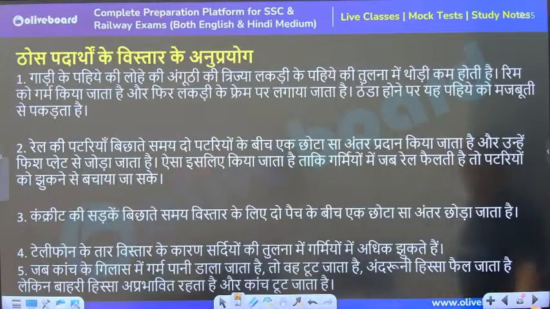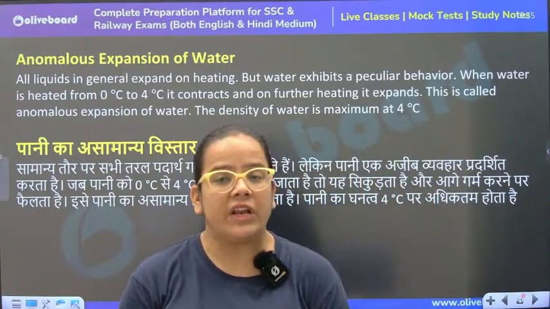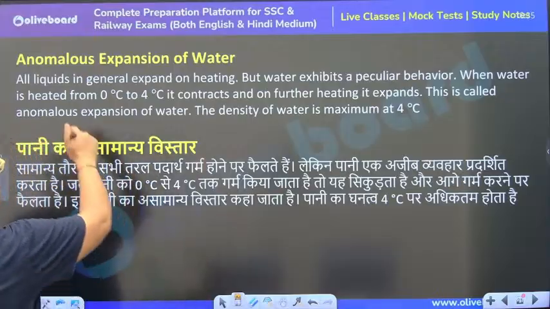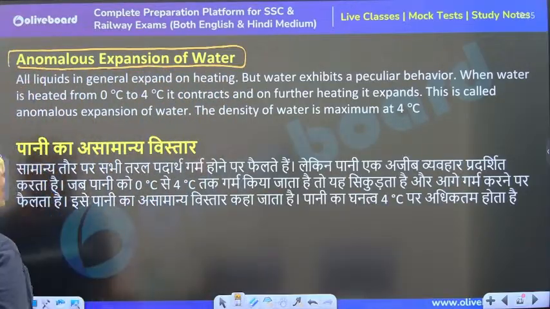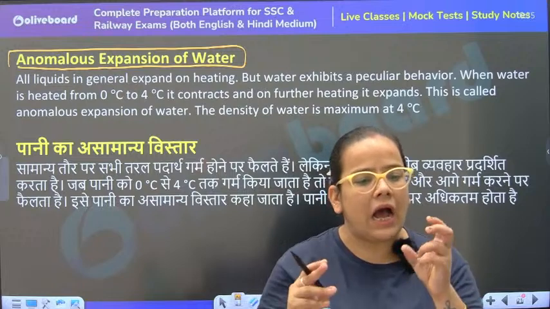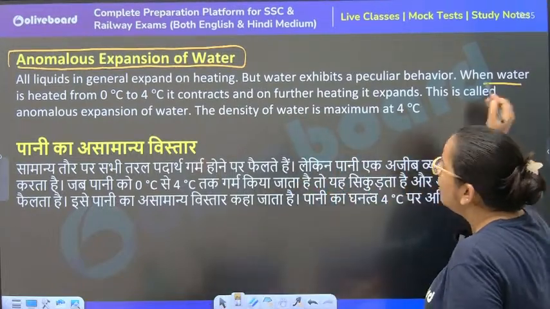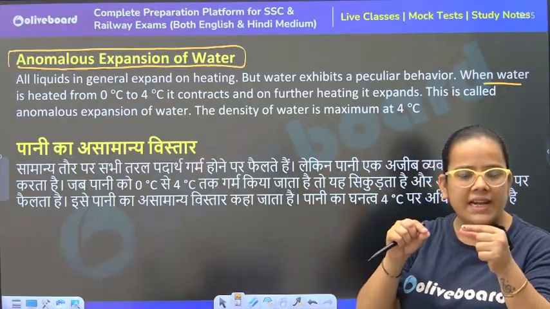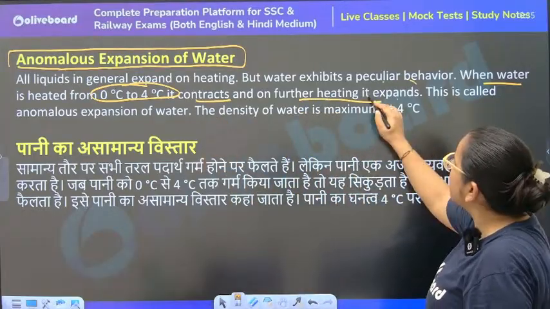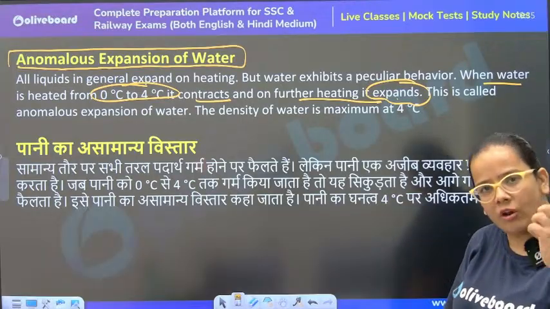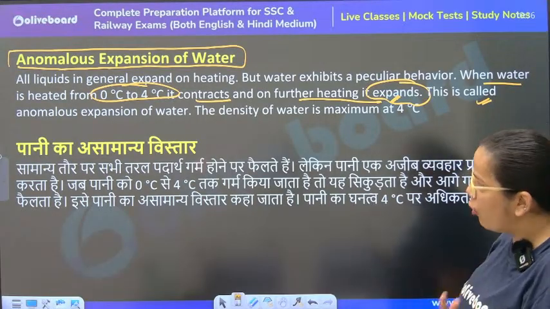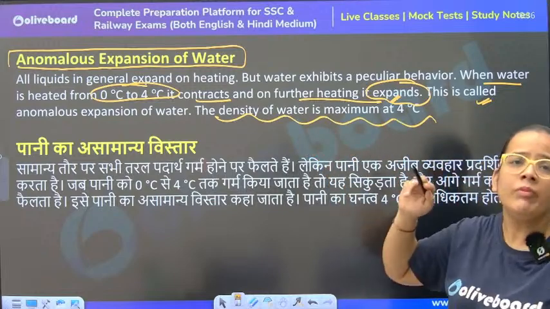Now, moving to the next part, the case of liquid. In the case of liquid, the main thing is water, and in the case of water something different happens. It is termed the anomalous expansion of water. All liquids in general expand on heating, but water exhibits a peculiar behavior. When we heat water from 0 degree centigrade to 4 degree centigrade, it contracts, and on further heating it starts expanding. This is termed the anomalous expansion of water, and the density of water is maximum at 4 degrees centigrade.